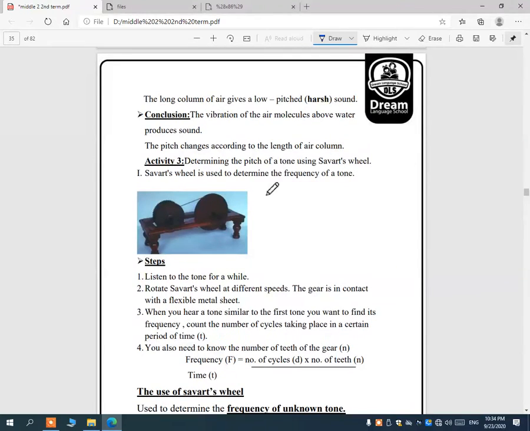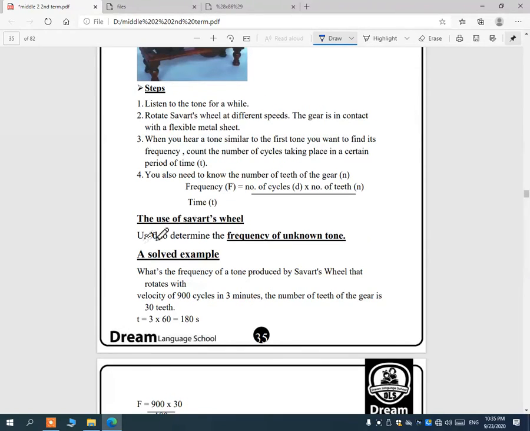Activity number 3: to determine the frequency of a known tone. If we have a known tone and we want to know its frequency, we use an instrument called Savart's wheel. We use Savart's wheel to determine the frequency of a known tone.